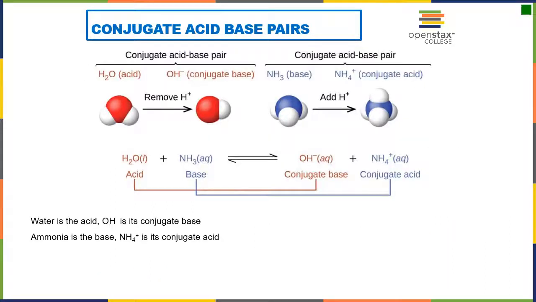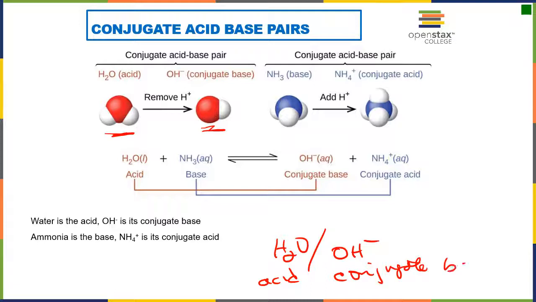So again, if we take our water here and we look at its conjugate pair, we know that our H2O is our acid and our OH minus is its conjugate base. And our ammonia is our base. And the NH4 plus is its conjugate acid. It is going to be the acid that this base becomes.